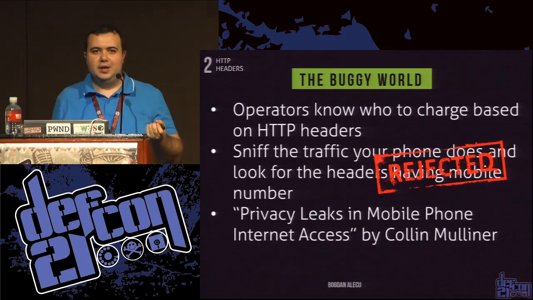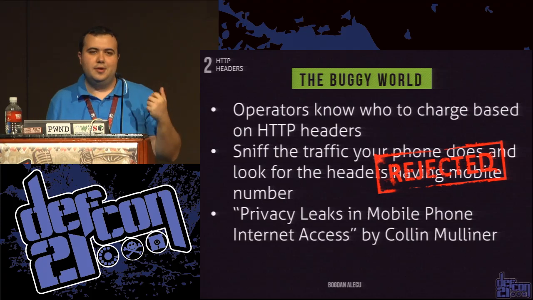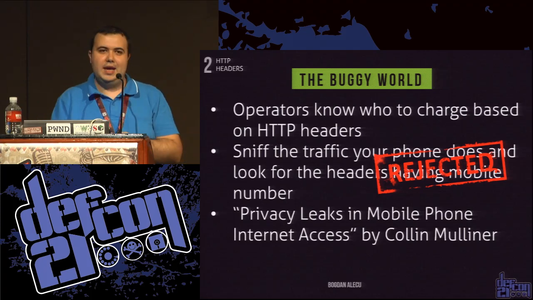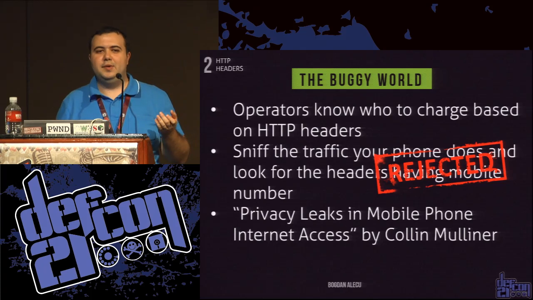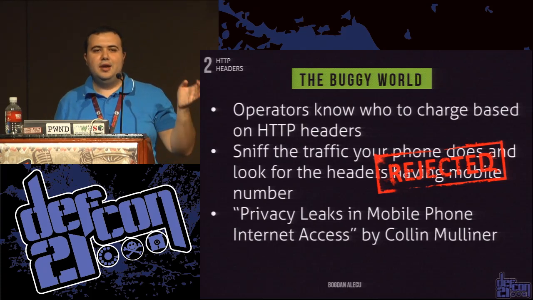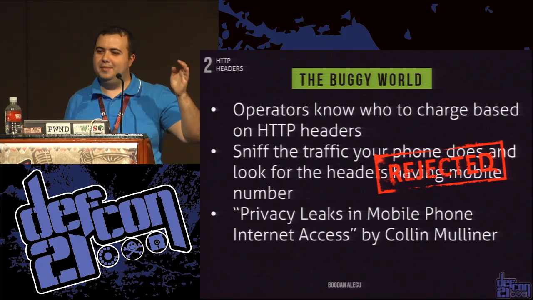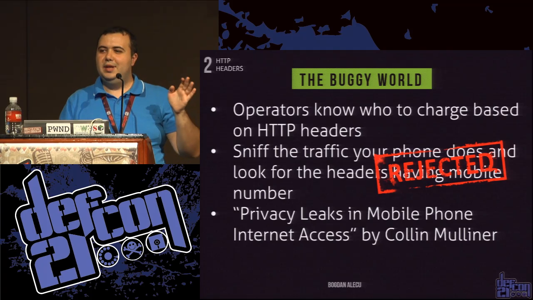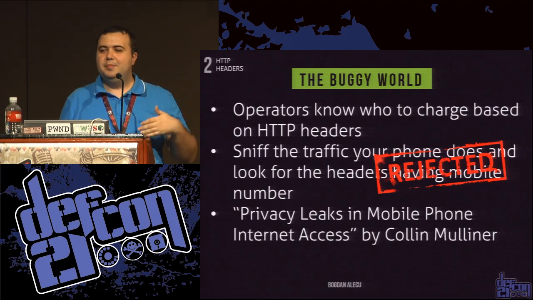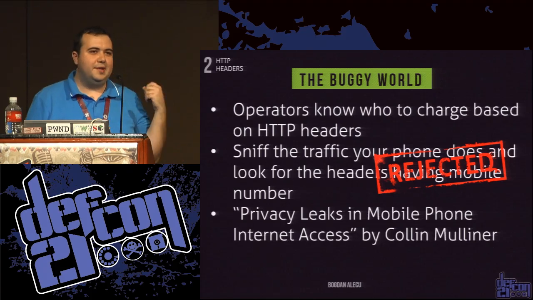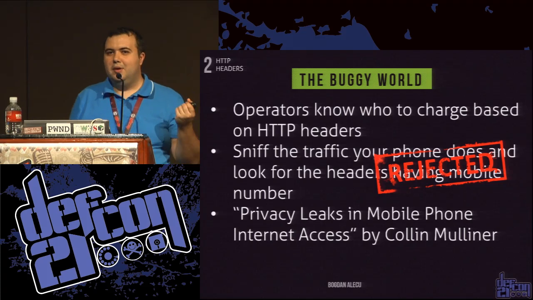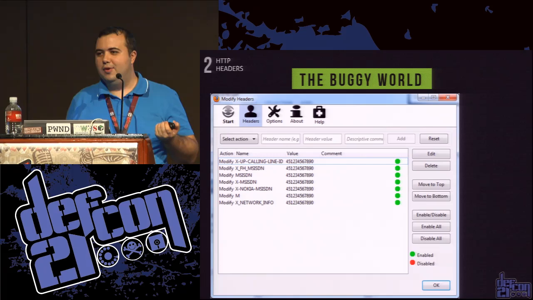Then after some more digging, I found a research paper by Collin Mulliner called Privacy Leaks in Mobile Phone Internet Access, where he noticed that when someone from a mobile device was accessing his website, the carrier was also sending the phone number. So he made a list with all the HTTP headers that the carrier was sending and published it, and the carriers are no longer sending these HTTP headers.